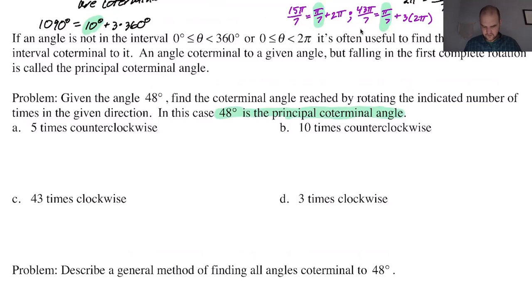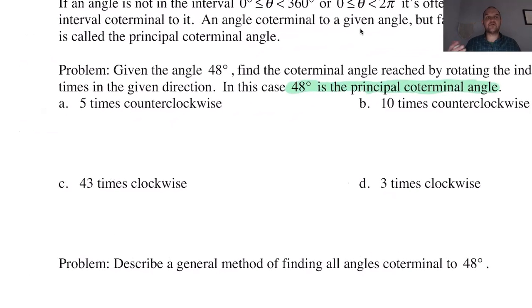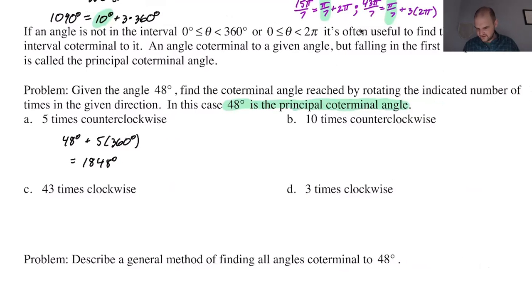So 5 times counterclockwise. You just have to know, is counterclockwise positive or is it negative? So I'm going to say 48 degrees plus, because counterclockwise is positive, 5 times 360. Should we do this in our heads? 1500, another 300 is 1800. Why is that? Oh, because it's 10 times 180. That's 1800. So this will equal 1800 and then another 48. We'll check it on the calculator, but I'm pretty confident on that one.